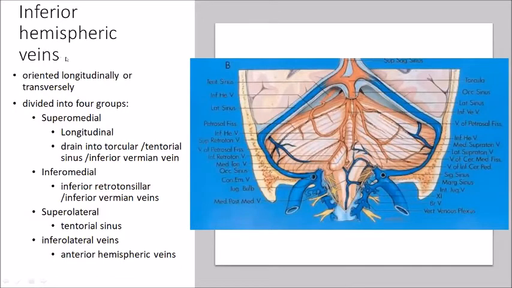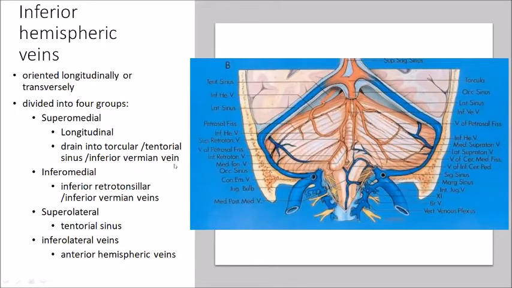The hemispheric area of the suboccipital surface is drained by the inferior hemispheric veins. They are grouped by orientation as longitudinal or transverse. They are divided into four groups: superior medial, inferior medial, superior lateral, and inferior lateral veins. With superior medial covering the major area, their passage is longitudinal, and they may drain into superior veins, the torcular, tentorial sinus, or the inferior vermian vein.